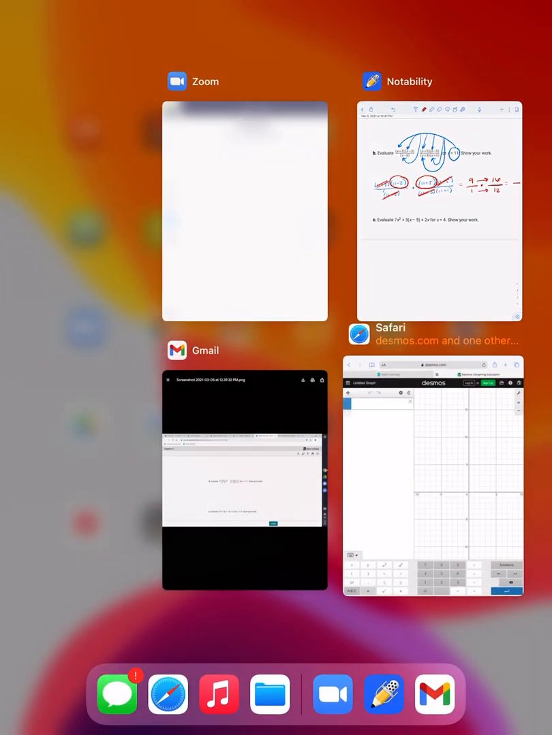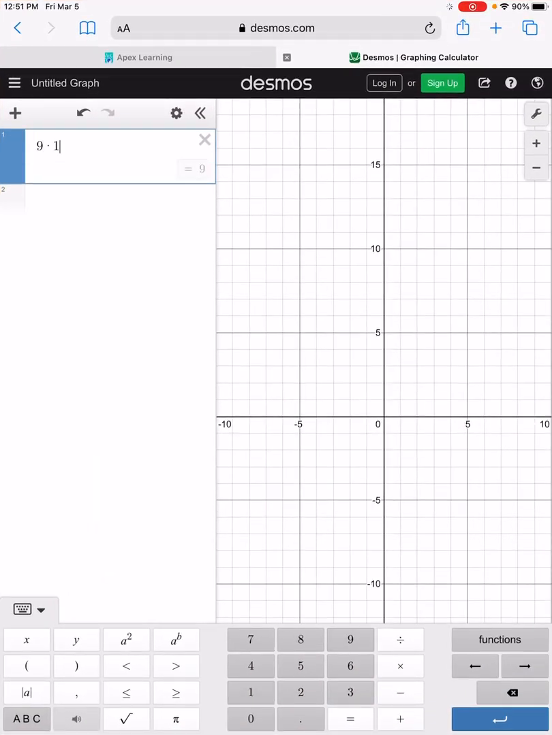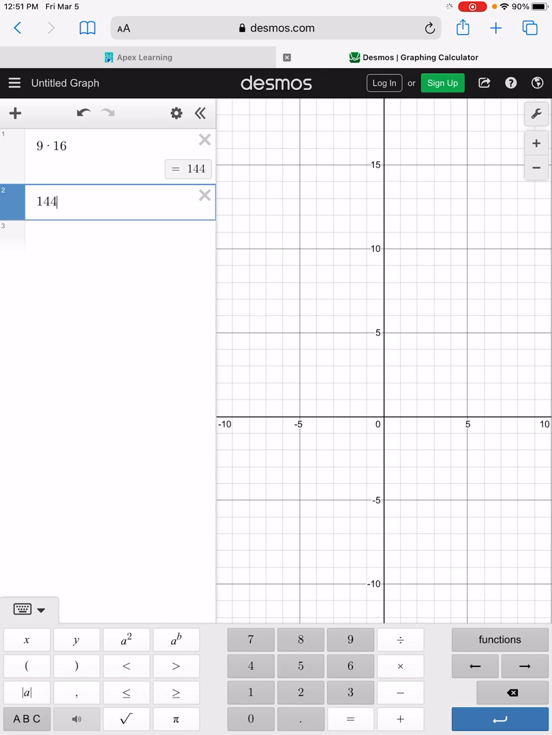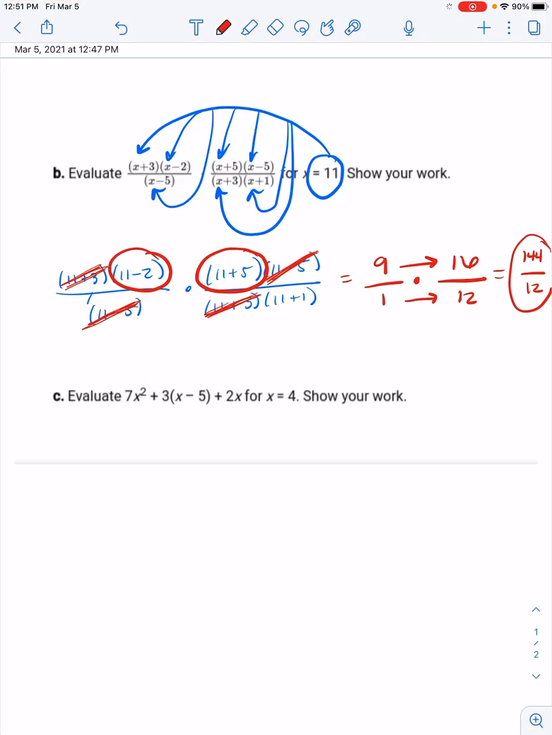So 9 times 16 on the top. It tells us 144. And then on the bottom, 1 times 12 is just 12. Then you do 144 divided by 12. If you know that in your head, 144 divided by 12 is just 12. To enter it in your calculator, there's plus, minus, times, and divide. So 144 divided by 12, and then hit enter, and you get 12. So your answer for that one is going to be 12.